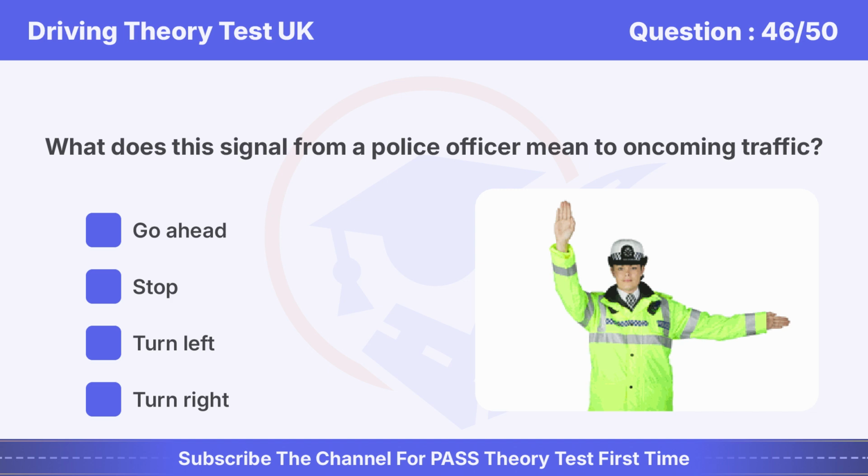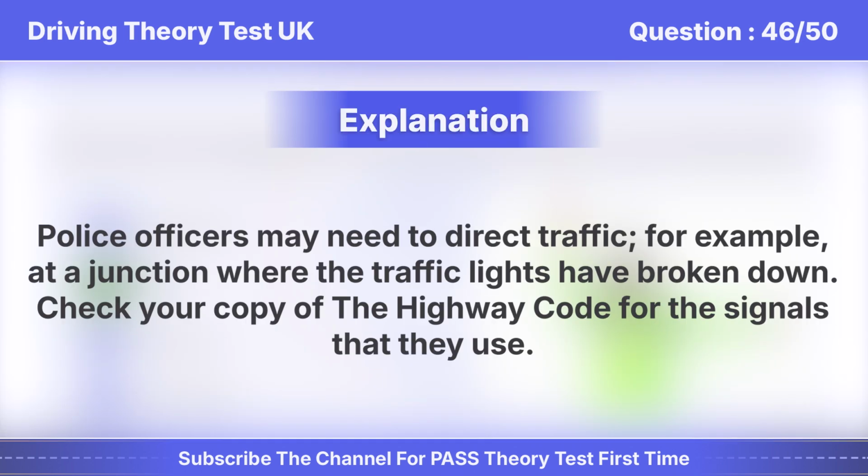Question 46. What does this signal from a police officer mean to oncoming traffic? Answer is B, stop. Police officers may need to direct traffic, for example, at a junction where the traffic lights have broken down. Check your copy of the highway code for the signals that they use.